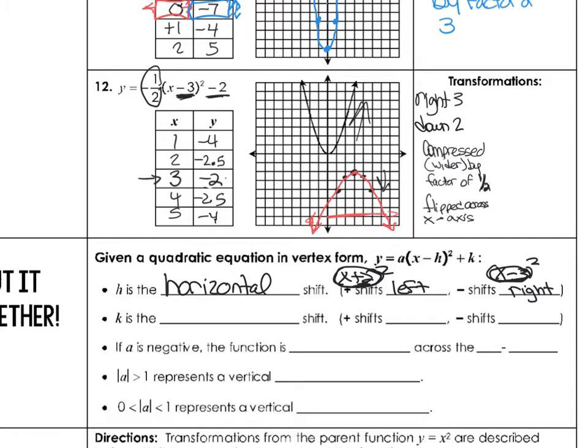K is the vertical shift. You don't have to worry about anything here. Plus means up, and minus means down.